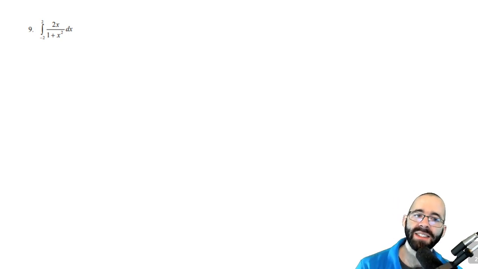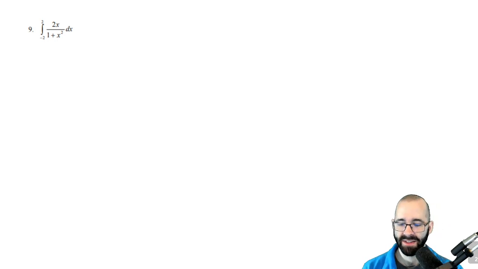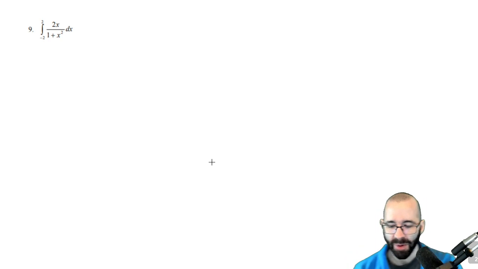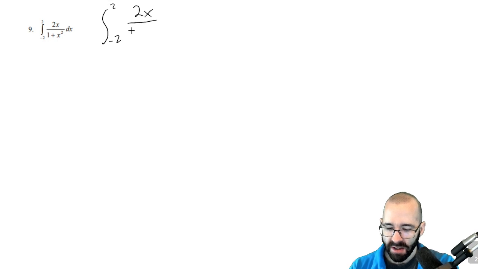All right, let's look at this minuscule definite integral. Hope nobody's watching on a phone or something. You won't be able to see this. Don't worry, I'll make it bigger. So we have the integral from -2 to 2, 2x over 1 plus x squared dx.